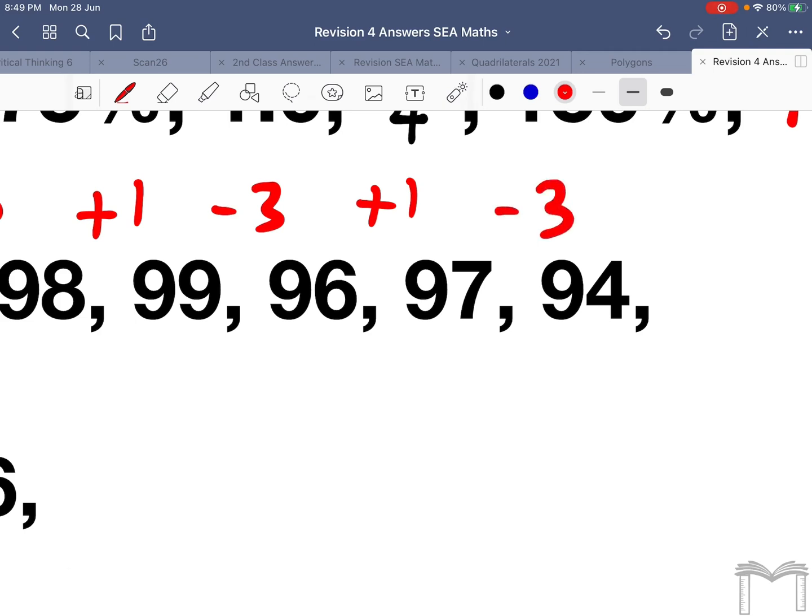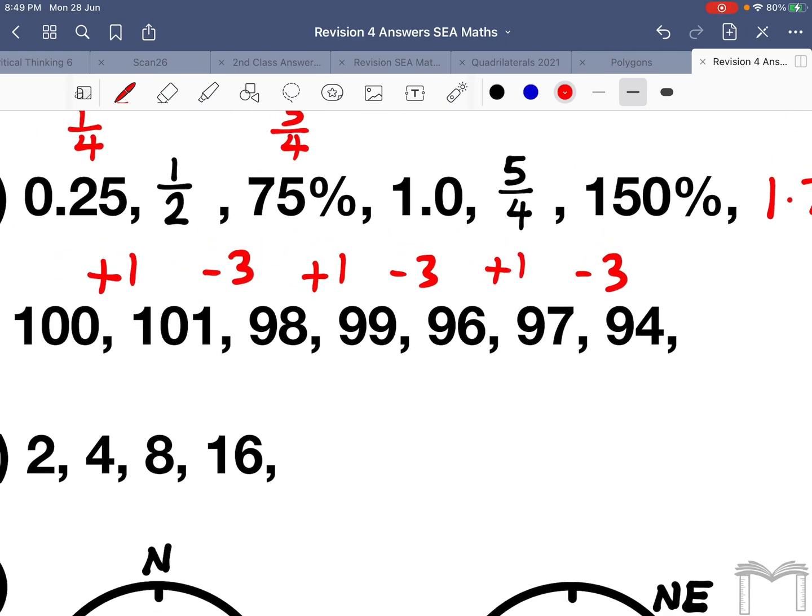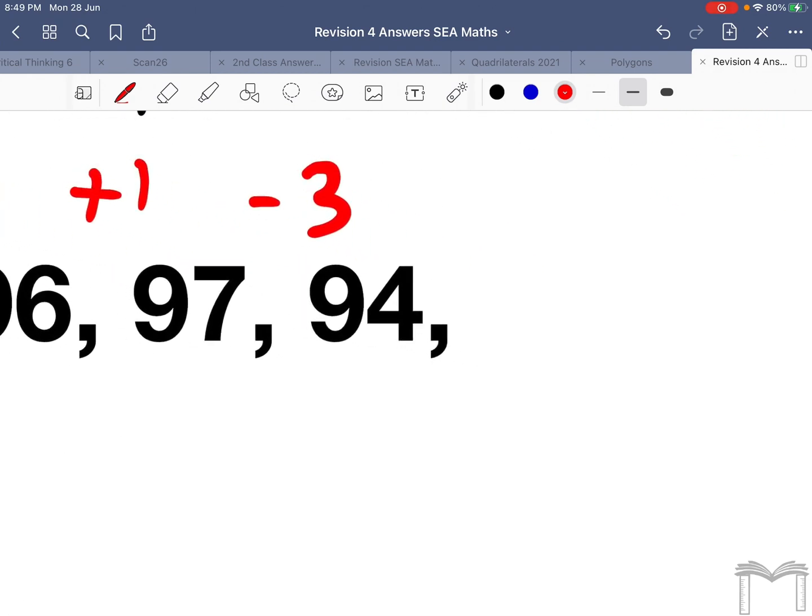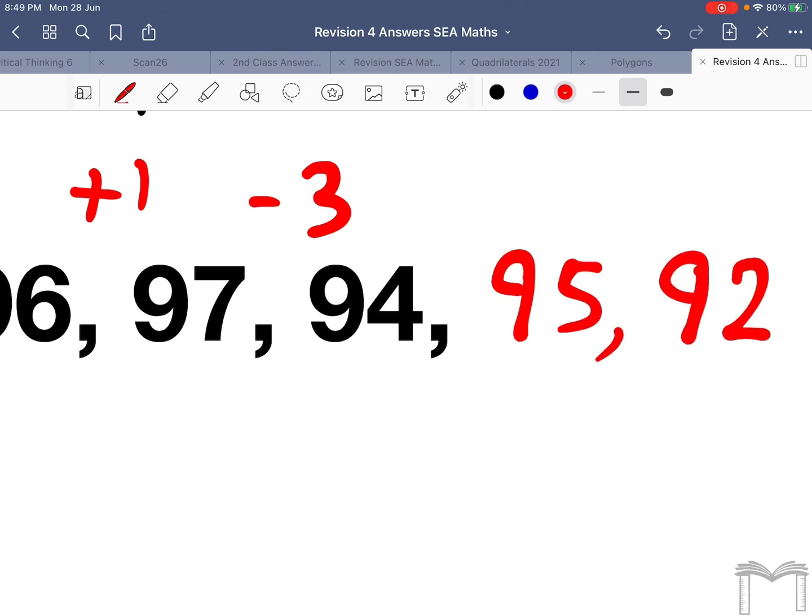Then minusing 3. So we can see a pattern developing here. We must then add 1 and afterwards minus 3. 94 plus 1 is 95. 95 take away 3 will give you 92.